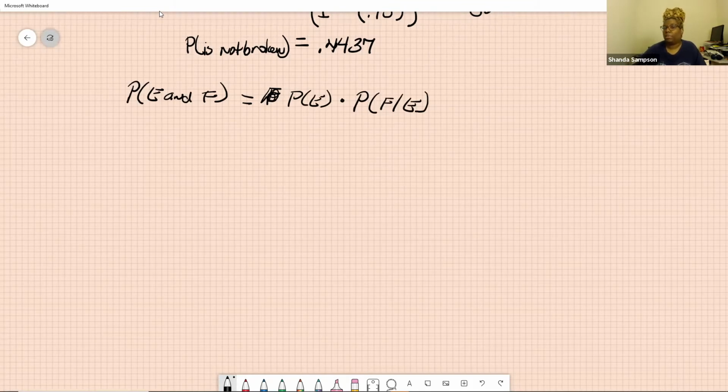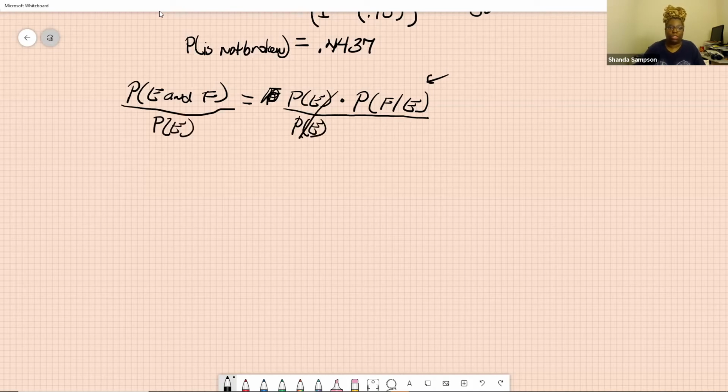We can actually mathematically manipulate this to find out this. What if we're looking for the probability of F given that E has already occurred? Remember, we can rearrange this equation. If you remember any algebra, we can divide both sides by the probability of E and get a new formula, which is the probability of F given E has already occurred is equal to the probability of E and F, all over the probability of E.